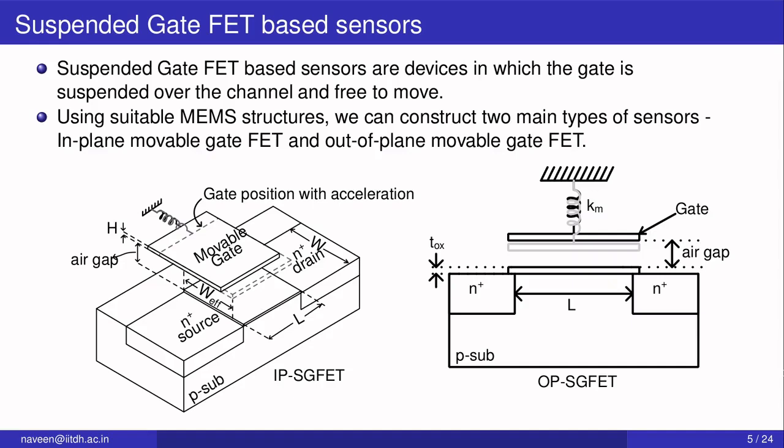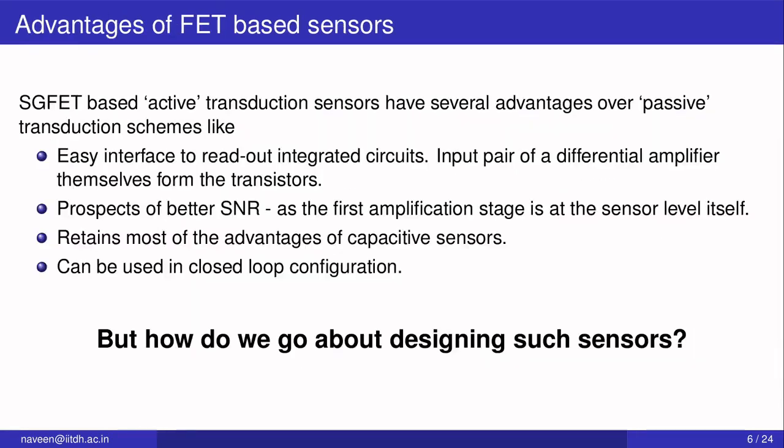So these suspended gate transistors have some advantages over what is known as the passive transduction schemes. First of all, they have an easy interface with the readout integrated circuits. The input pair of a differential amplifier itself is the sensor. It could be the sensor transistors, in which case you have a direct conversion from mechanical to electrical inside the amplifier itself. So there are prospects for better SNR, as the first amplification stage is at the sensor itself.